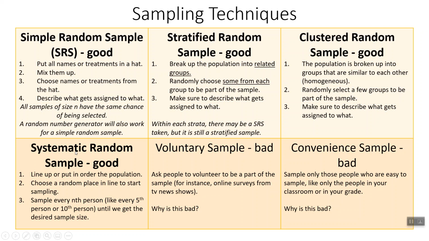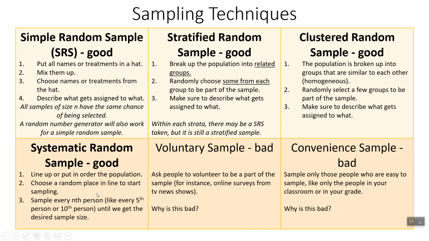All right, the next one, systematic random sample. With a systematic random sample, we line everybody up or we put them in alphabetical order. So we take our entire population and they are in order somehow. And then we're choosing a random place to start. We can do that with a random number generator. Just throw out one random number and that's where we're going to start.